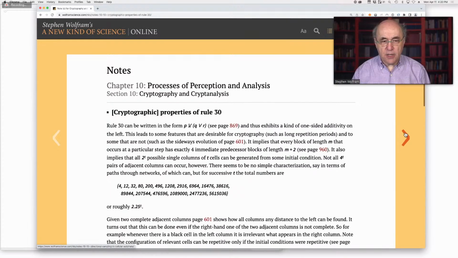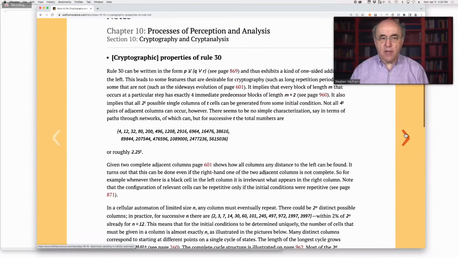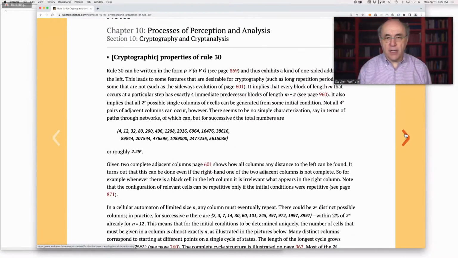There are various techniques, various features of the cryptographic properties of rule 30, things about how quickly it mixes up its keys and things like this.